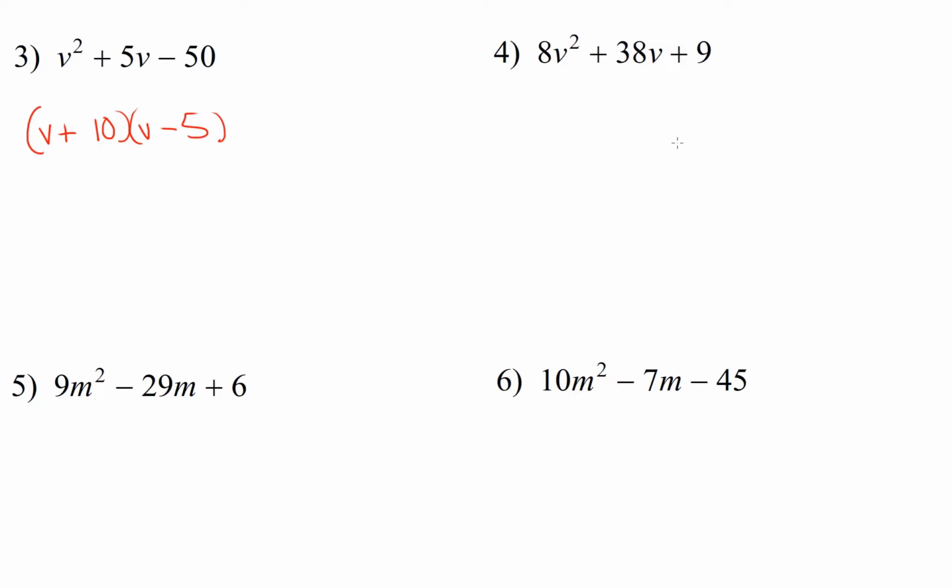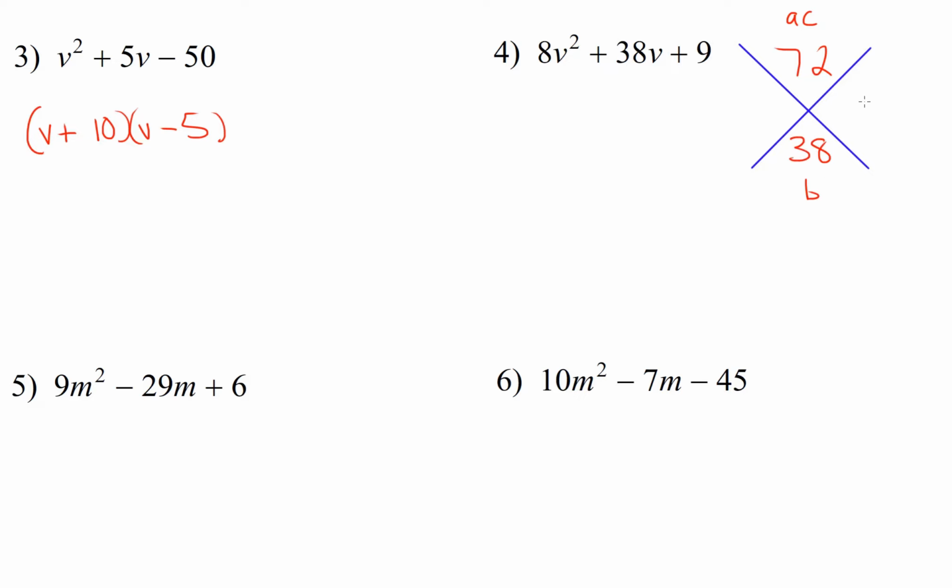Looking at number 4, we notice that our a value, the coefficient of the first term, is no longer a 1 like our first three examples were. So here, these are a little bit trickier to factor. What we talked about in class was using a method called the diamond method. So we're going to draw an x. Then in this top section of the x, we're going to do a times c. Our a value here is 8 and our c value is 9. 8 times 9 is 72. In this bottom section, we're going to put our b value, so that's 38.